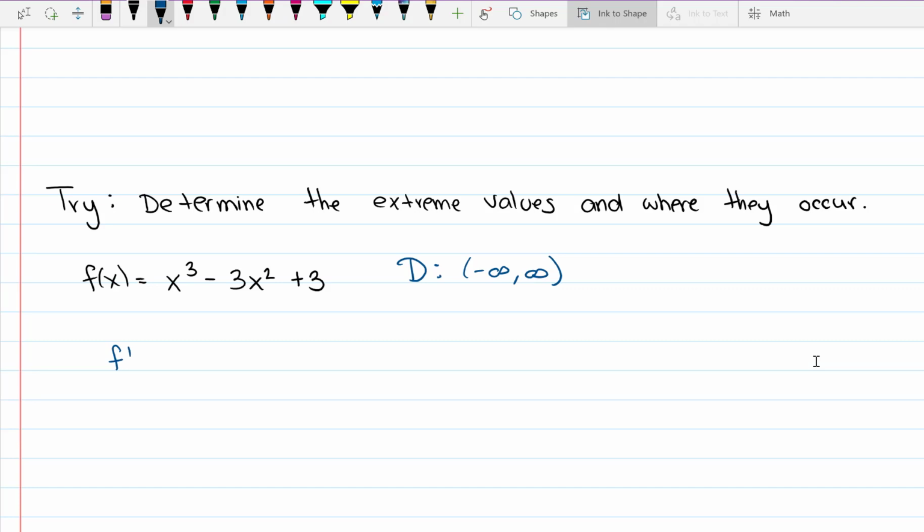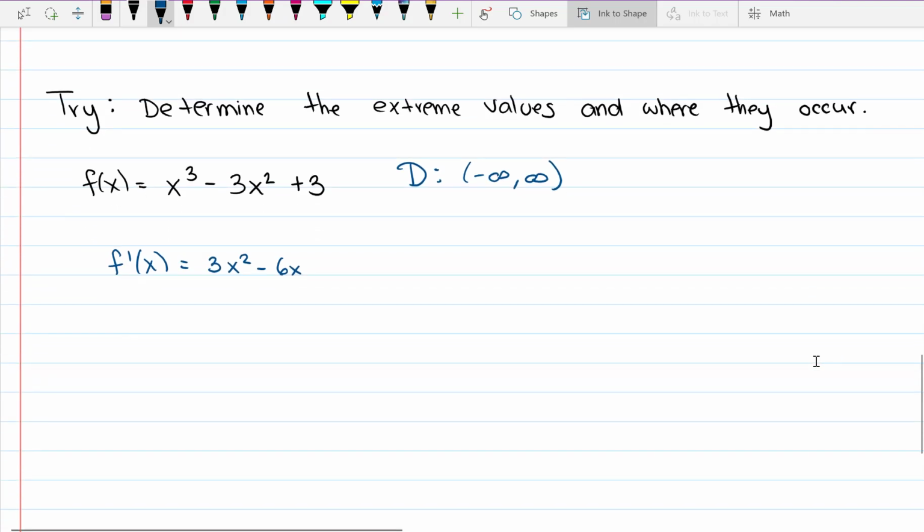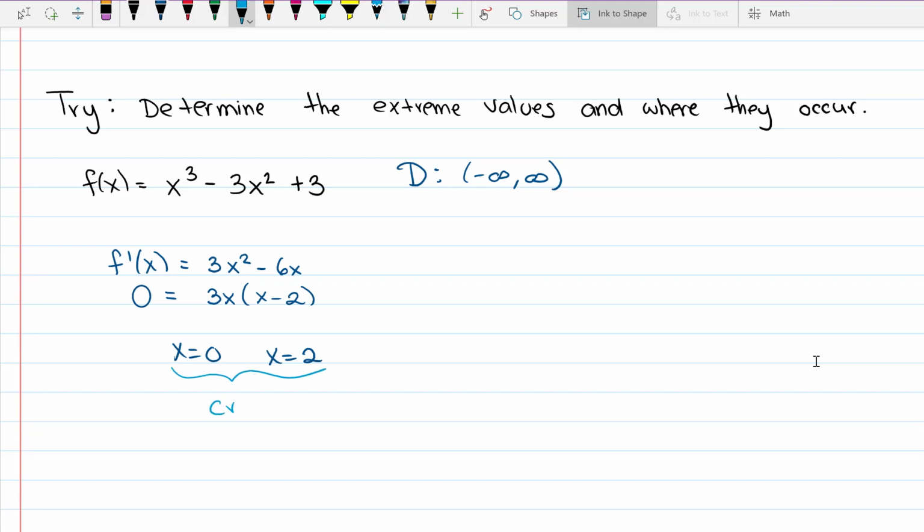So what we need to do is take the derivative. You get f prime of x is 3x squared minus 6x. And to find those critical values, you go ahead and set the derivative equal to 0. And then you solve. So you get x equals 0 and x equals 2. Both of these are my critical values.